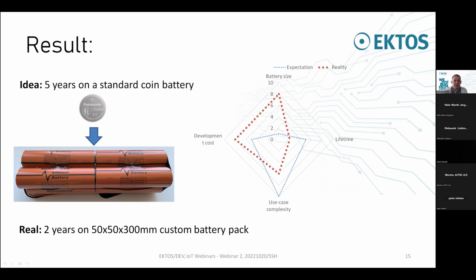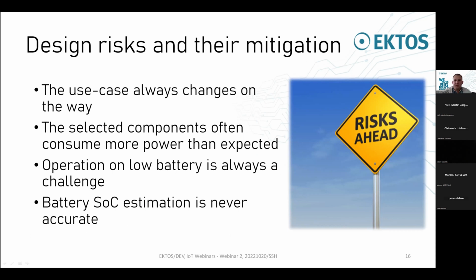And yeah, here on this diagram, you can see how expectations and reality look. Usually, you know, everything changes on the way, and we will need to find a trade-off. And based on our experience and on the process we have just discussed, we can identify some design risks and propose some mitigation to them.